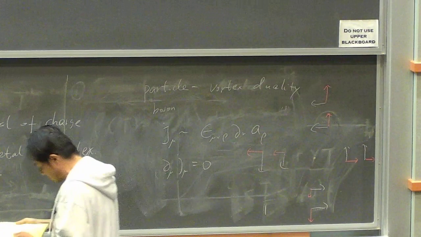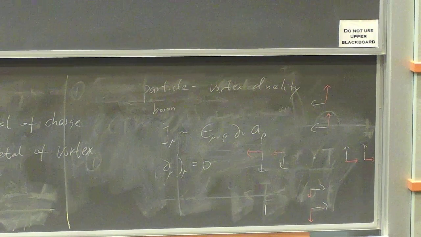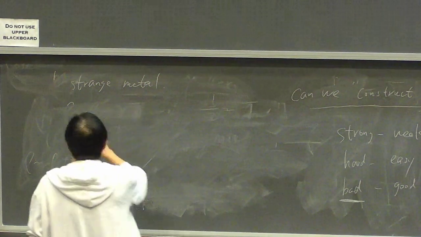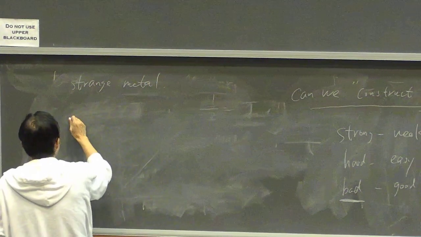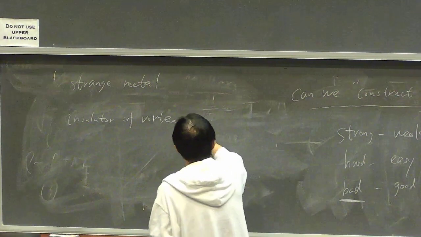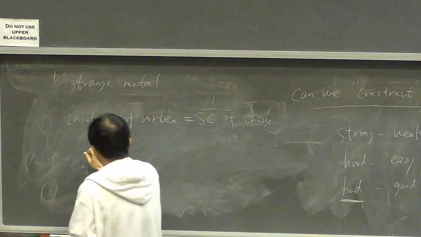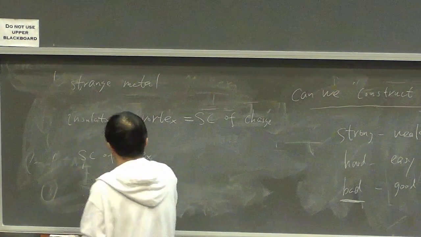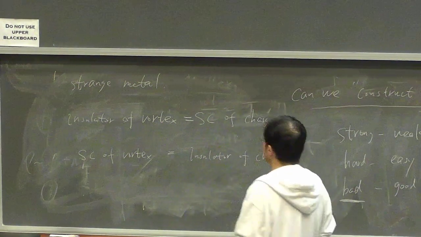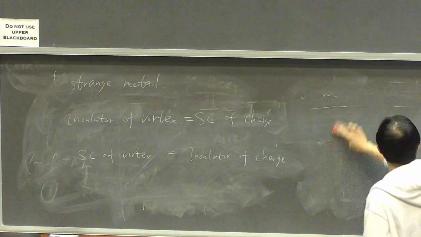So this duality was exploited a lot in the condensed matter community. For example, back in the early 90s, I think our colleague Matthew Fisher and Donghai Lee ran the duality and made some identifications. For example, the insulator of vortex is physically the superconductor of charge. Also, the superconductor of vortex, or the condensation of the vortex, equals the insulator of charge. This was derived back in the early 90s.